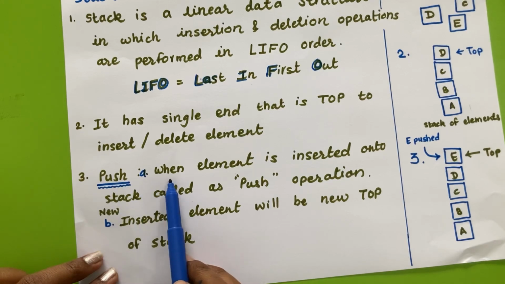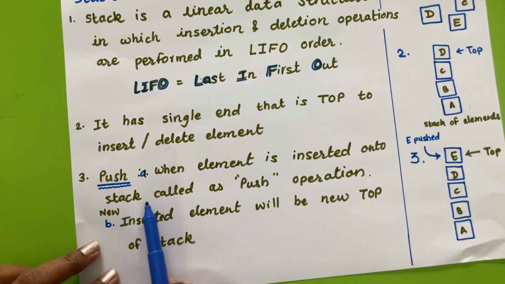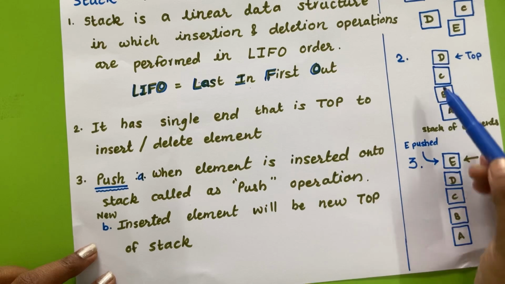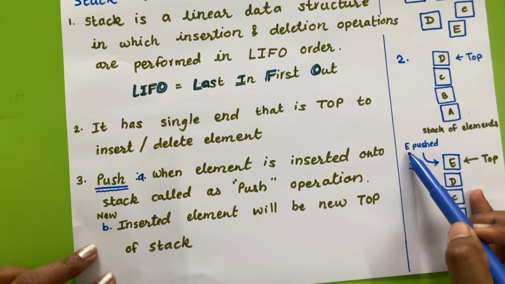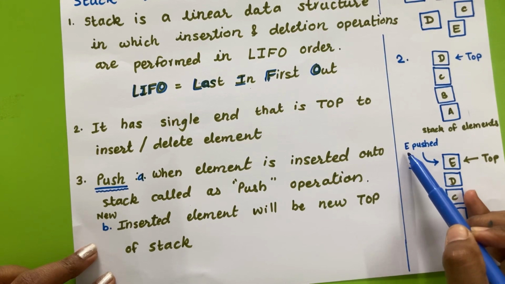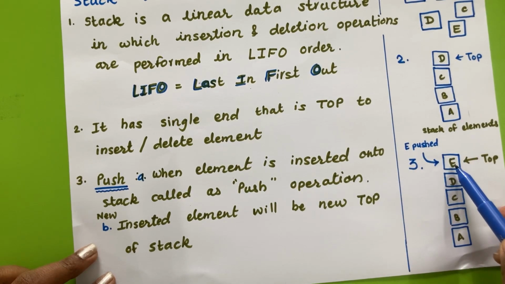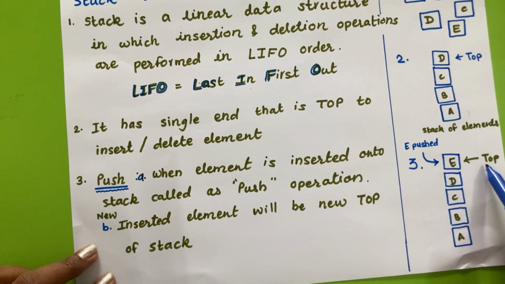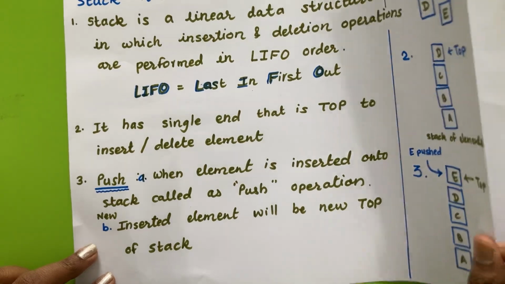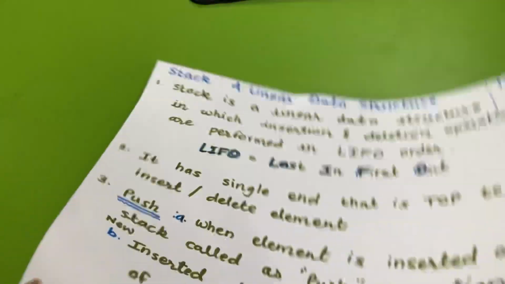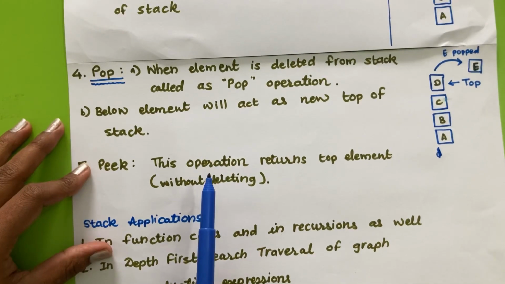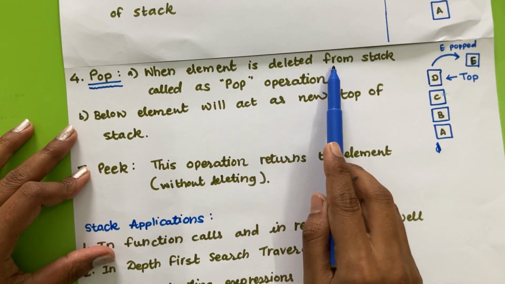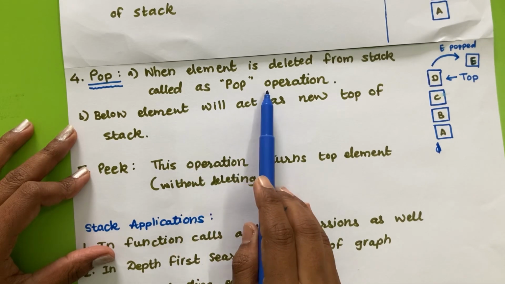When an element is inserted onto the stack, it is called a push operation. Like this, we have 4 elements in the stack. After insertion of E, meaning after E is pushed onto the stack, the E element is called the top element. And for the pop operation, when an element is deleted from the stack, it is called a pop operation.